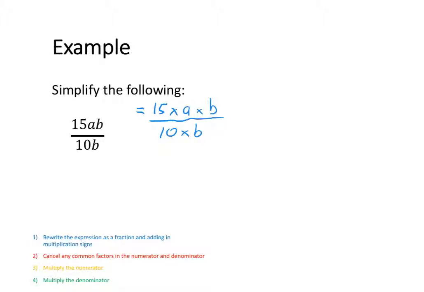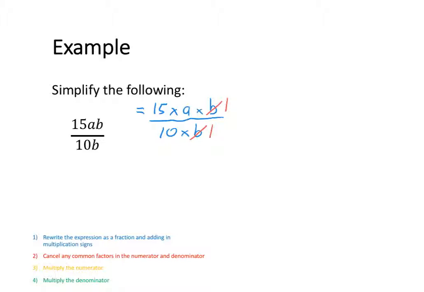So now I can move on to my second step and have a look and see what variables and common factors I can cancel out. So looking at my variables, I've got a b in my numerator and denominator, so I can cancel both b's and replace them with a 1. I've only got one a in my numerator, so I can't do anything with the a.